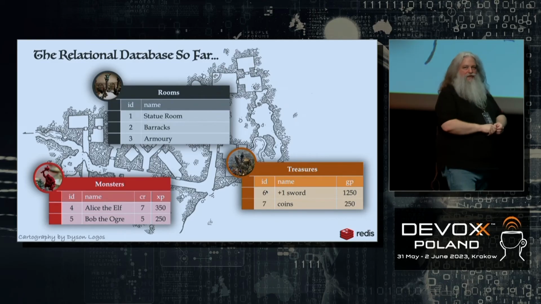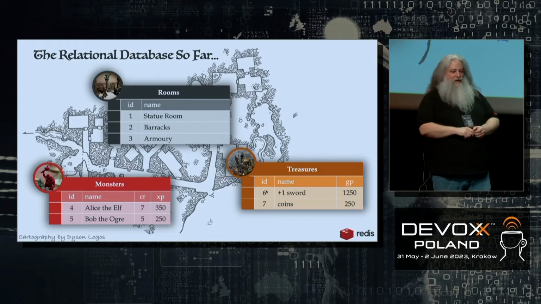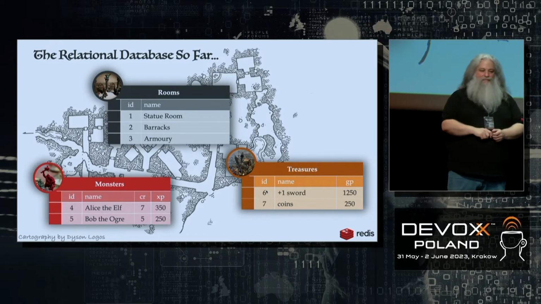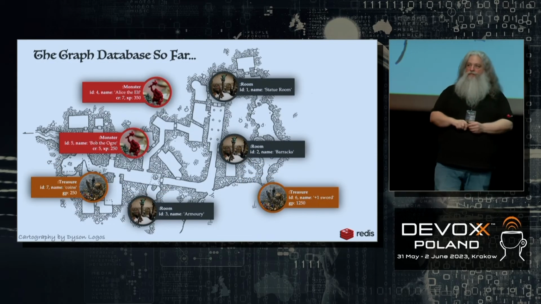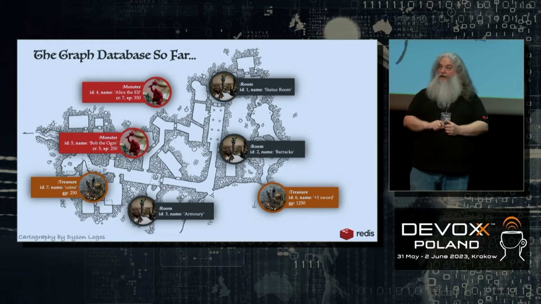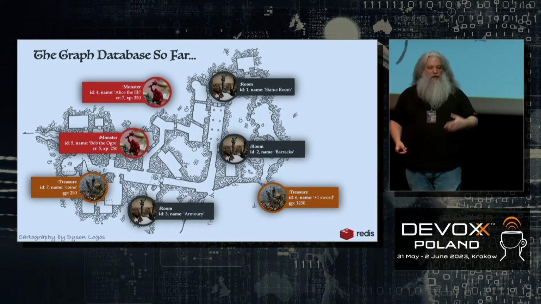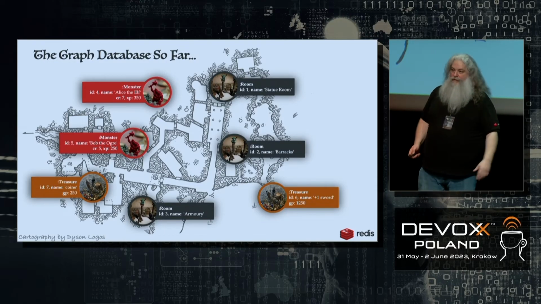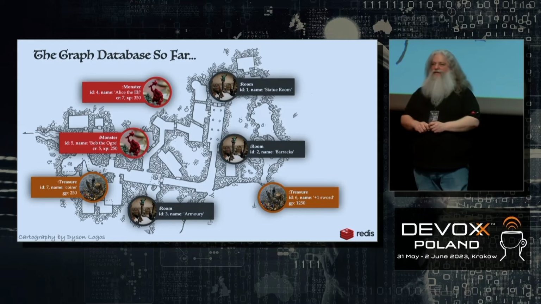And so here's our relational database so far. We have 3 tables, no relationships. And they've got some rows in them. We've got rooms, monsters, and treasures. Our graph so far is just a bunch of points hanging out there in space. They have labels, so we know what type they are. We know that they're rooms, or we know that they're monsters, or we know that they're treasure. And they've got the properties that we've given them. But how do we connect these things together?